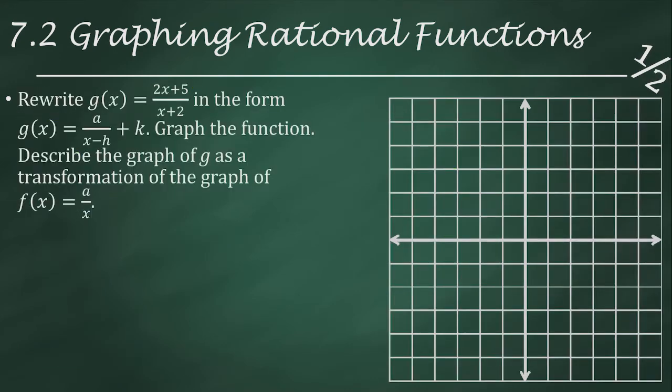All right, this one we want to do another graph. We want to write it in the form with the transformations, the h's and the k's. So how would we do that? Well, a rational function is just a division. So let's go ahead and divide. We're going to divide the 2x plus 5 by x plus 2. And conveniently, that x plus 2 means we can do synthetic division.